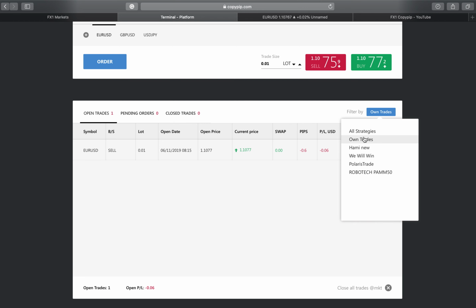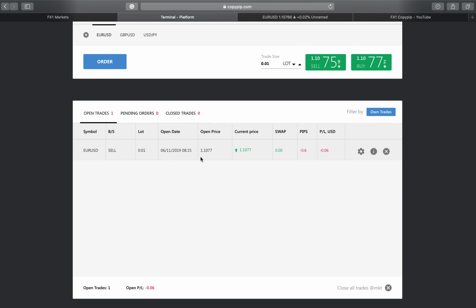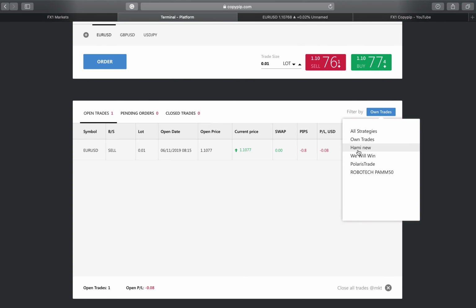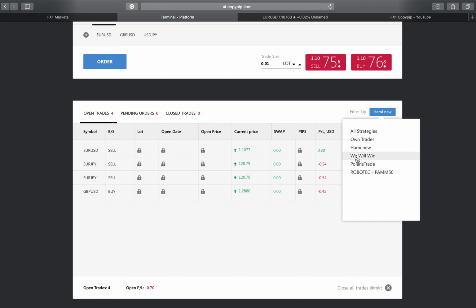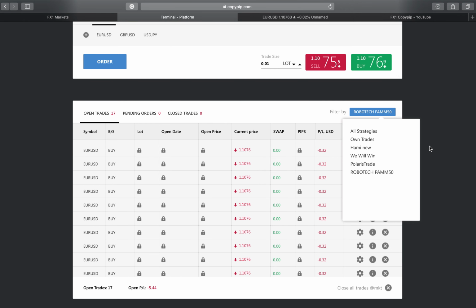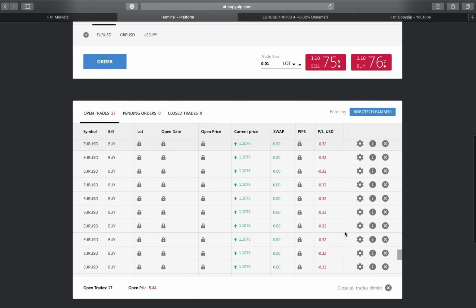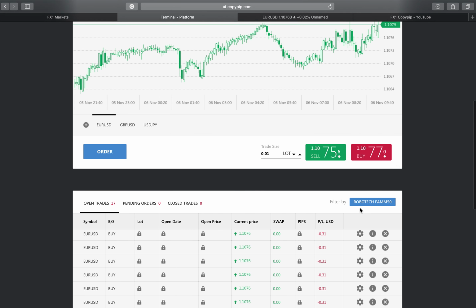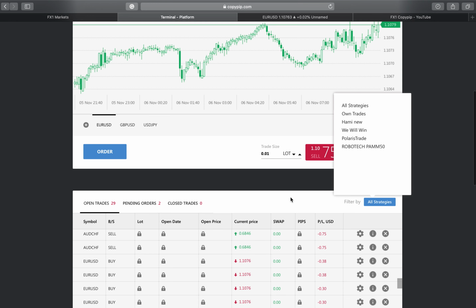Let's say own trades. I just opened a trade just now, and I can actually see a trade from this trader or this trader or this one or this one. Robotech normally opens a lot of trades, or I can see all of them.